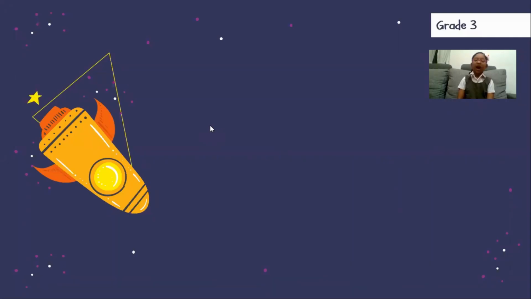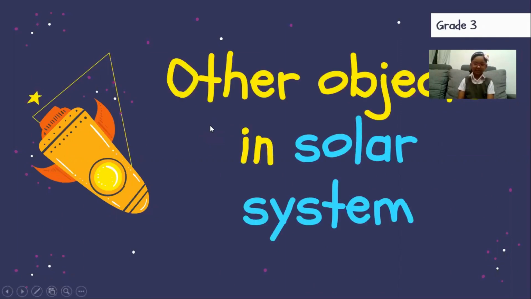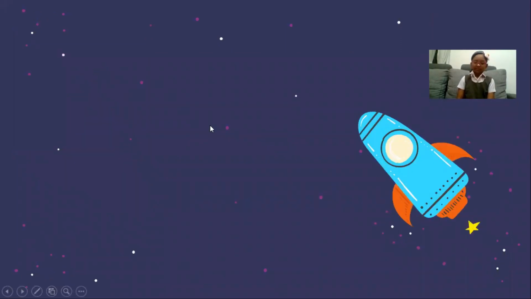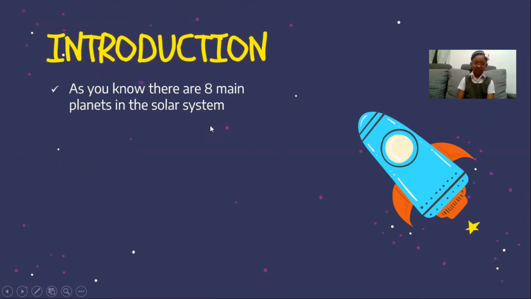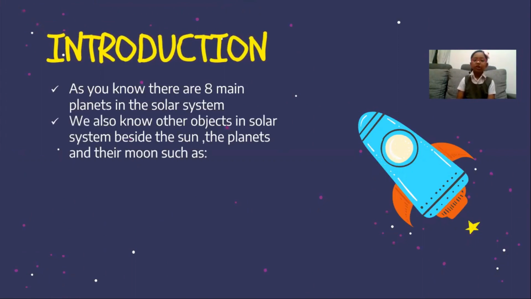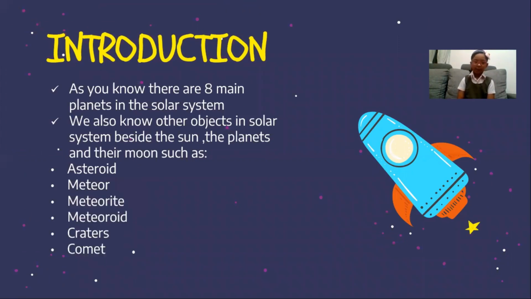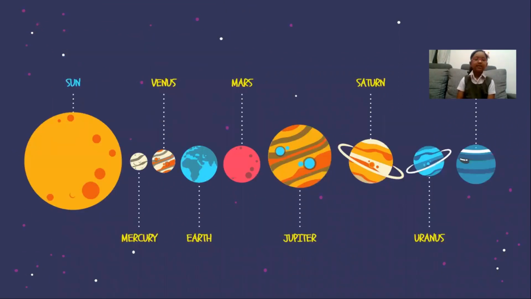Good morning. Other objects in the solar system. Introduction. As you know, there are 8 main planets in the solar system. We also know other objects in the solar system besides the Sun, the planets and their moons, such as asteroids, meteoroids, craters and comets. This is the image of the solar system.